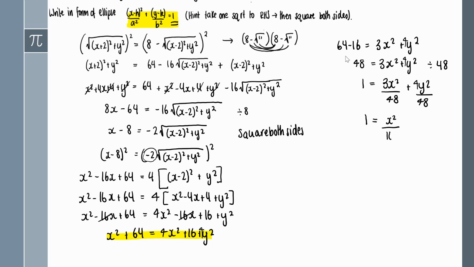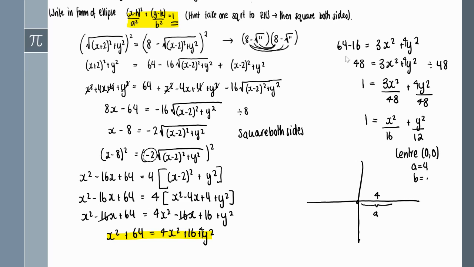So 3 divided by 48, well, that will give me 1 over 16. So I have x squared over 16, plus 4 divided by 48 is 12, so I have y squared over 12. This is great. This is the form of an ellipse. So I know the rule they gave me in words can be written as an ellipse. Now, if you want to sketch your ellipse, the center would be 0, 0. Your A is 4, and your B is root 12 or 2 root 3. It would look something like this.